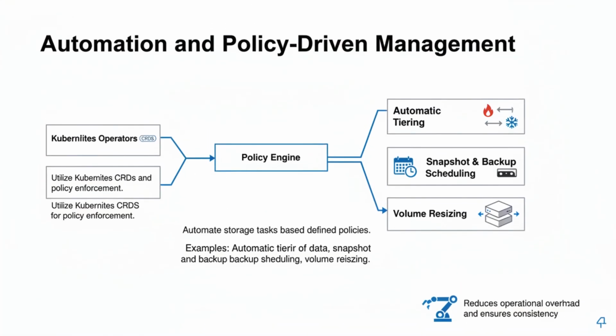Manual storage management is prone to errors and cannot keep up with dynamic cloud-native environments. This is where automation and policy-driven management become indispensable. By defining policies, you can automate critical tasks, such as automatic tiering of data based on age or access patterns, snapshot and backup scheduling for disaster recovery, and even resizing of volumes as application demands change.